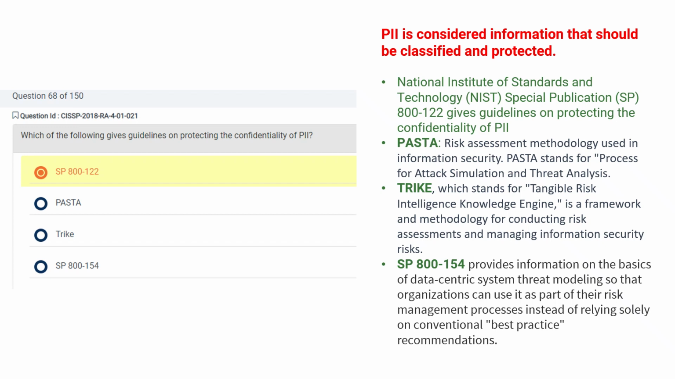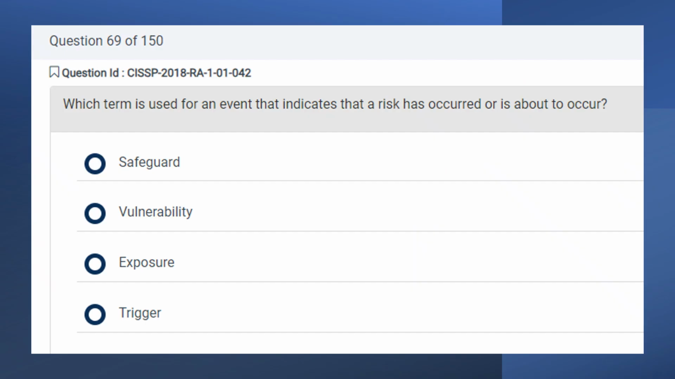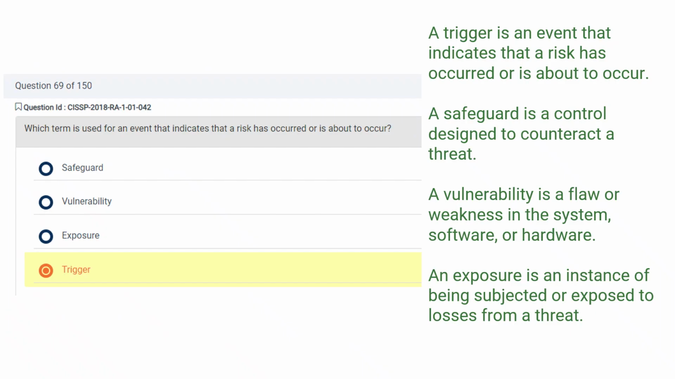recommendations. Question 69. Which term is used for an event that indicates that a risk has occurred or is about to occur? Safeguard, vulnerability, exposure, or trigger? A trigger is an event that indicates that a risk has occurred or is about to occur.